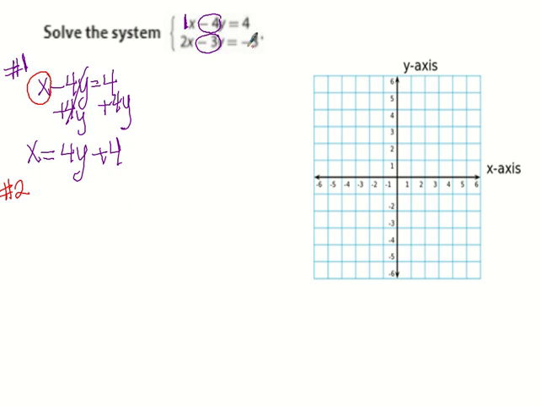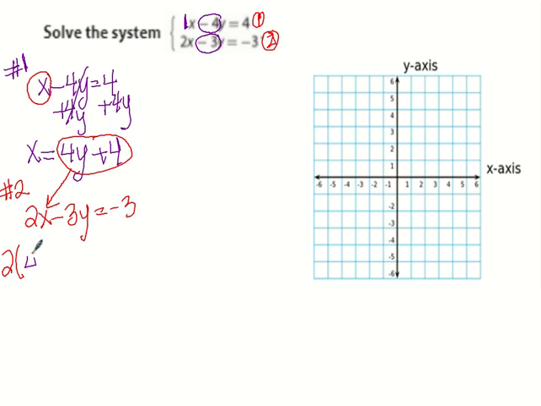Step 2. So I'm going to take now my second equation, right? This was 1, this was 2. I'm going to take my second equation, 2x minus 3y equals negative 3. I have to take this, and now I'm going to put it where x is, because that's what x equals. So here's what it looks like. 2 parentheses 4y plus 4 minus 3y equals negative 3.